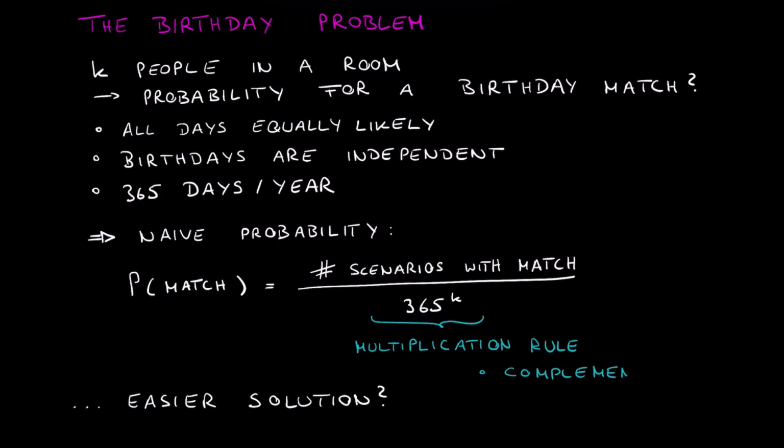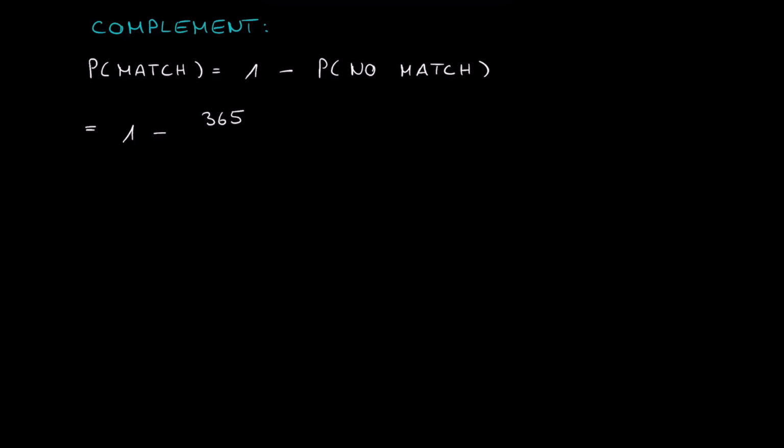Think back to set theory and sampling without replacement. Maybe you are able to reformulate this probability using the complement and then solve it by sampling without replacement. If we compute the complement of the probability for a birthday match in a room, this gives us 1 minus the probability of no match. The naive probability of no match is determined by sampling without replacement. Think about it in the following way. You ask the first person in the room about a birthday. There is no chance that you get a match, since there is only one birthday. This corresponds to k equal to 1.